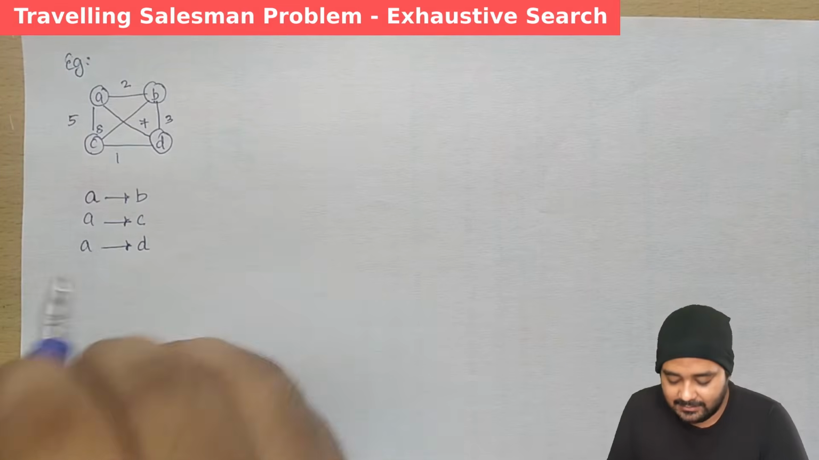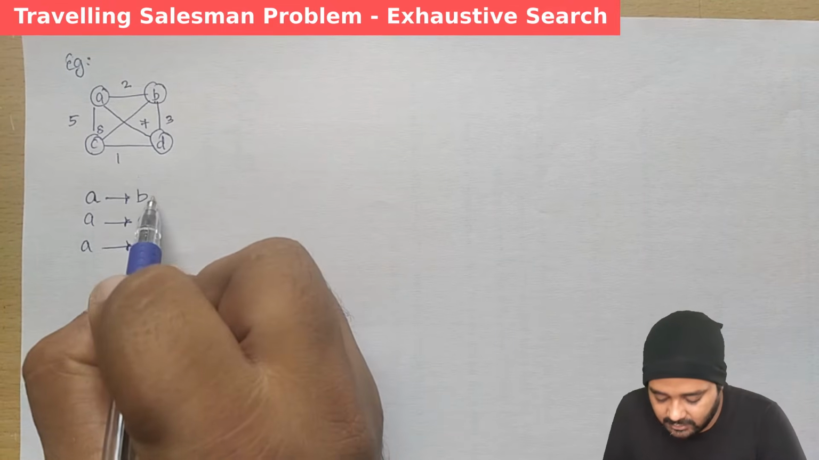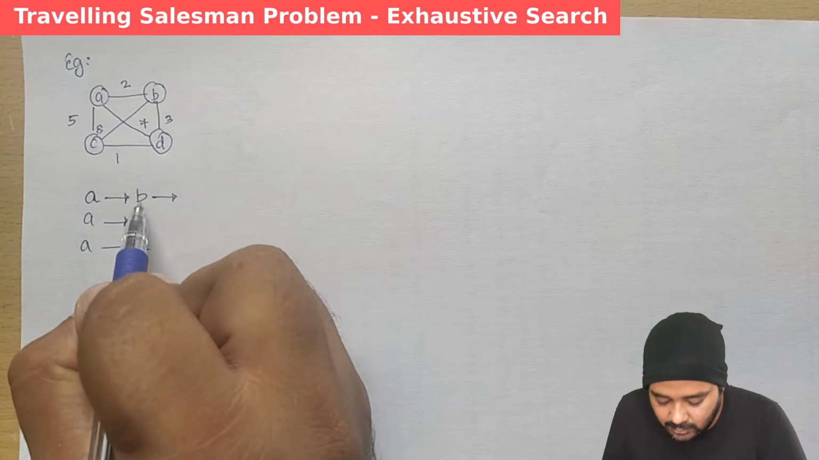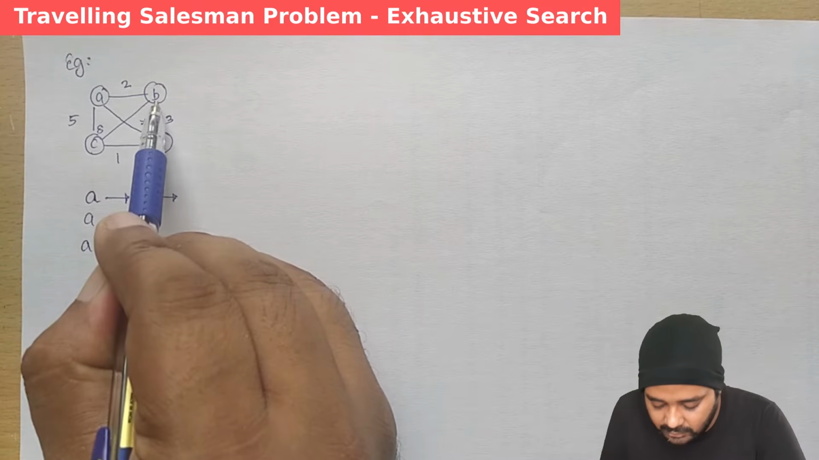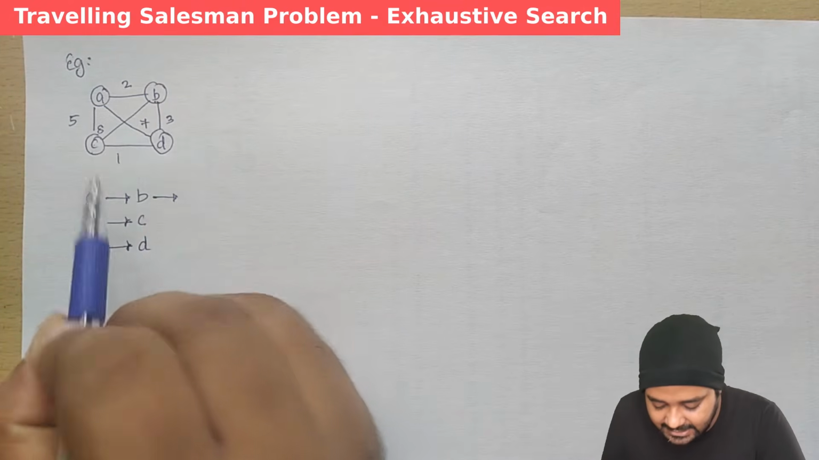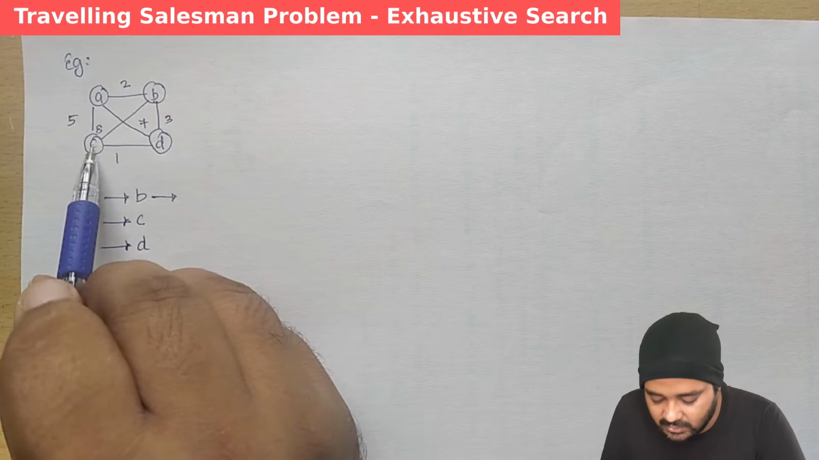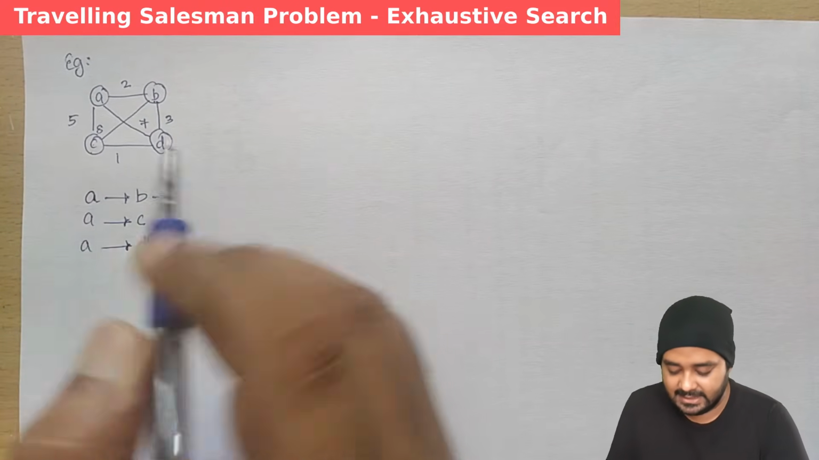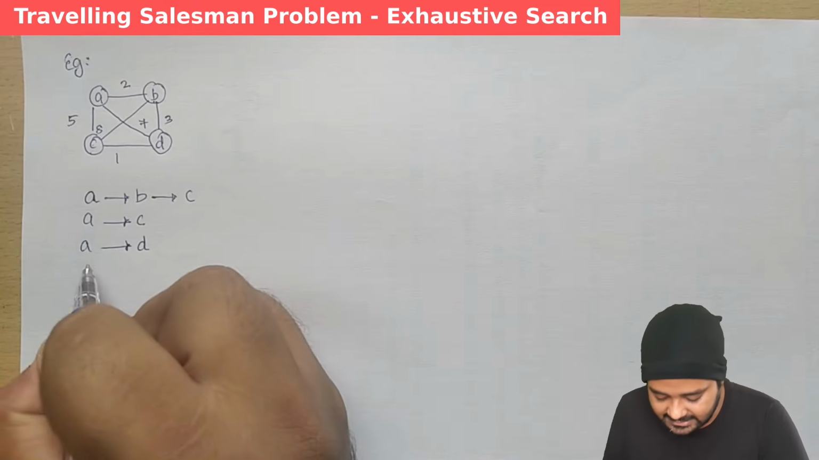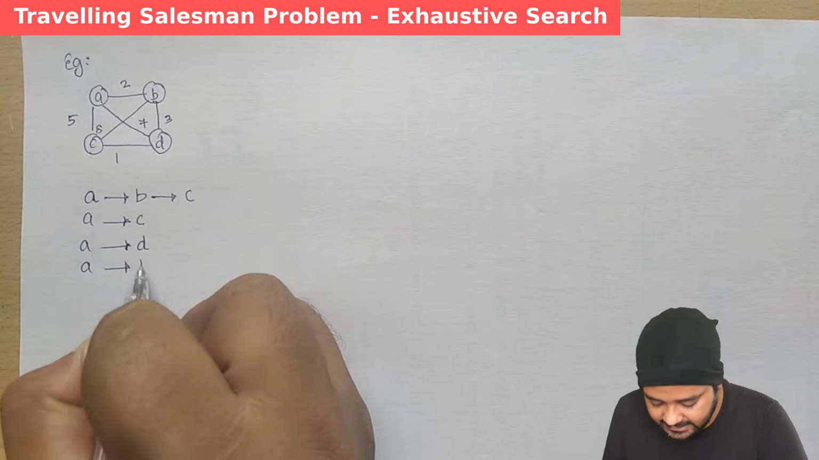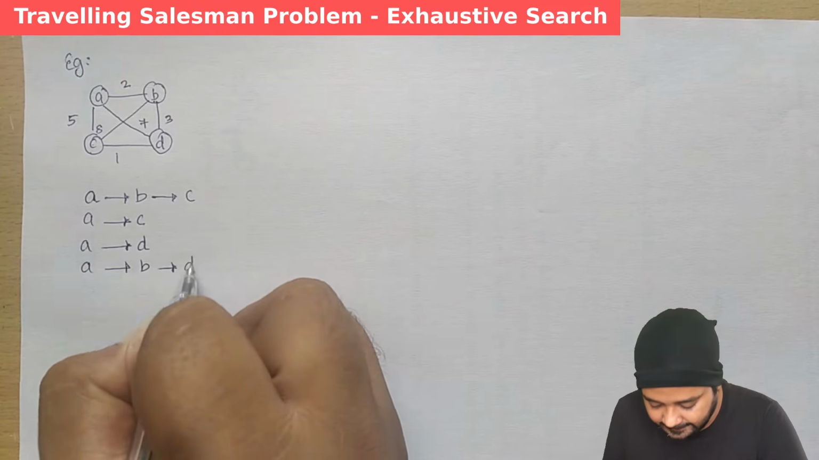Next, I start with B. What are the outgoing nodes of B? The outgoing nodes of B are A, C and D. Here we have already visited A, so there are two possible nodes for us to visit, which are C and D. So I mark C, and similarly I write D over here.